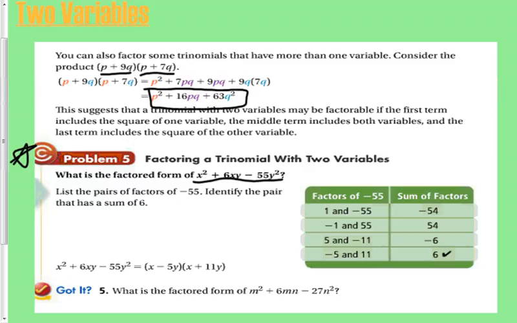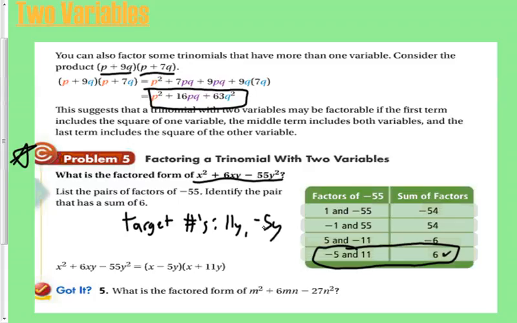So here's some ones that get to negative 55. There's not a lot of them. So we find that negative 5 and 11 multiply to equal negative 55 and add to equal 6. So what we're going to do is add just the y to those. So really our target numbers are going to be 11y and negative 5y, because each of these second terms have a y in them as well. And when you factor it, you set up your binomials and you have x minus 5y and x plus 11y.